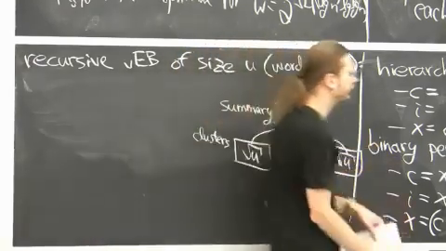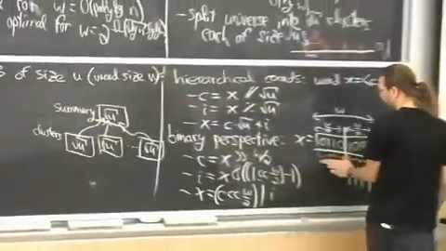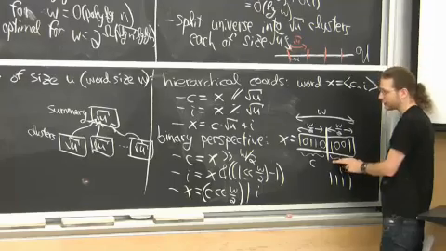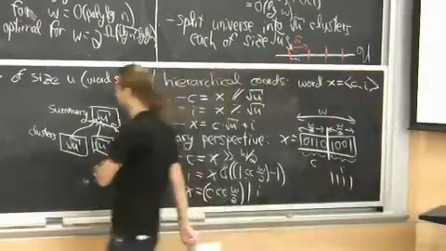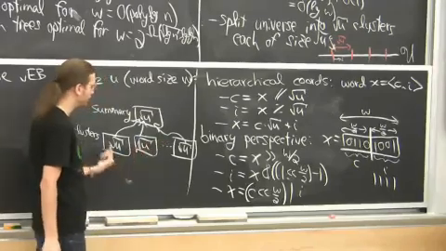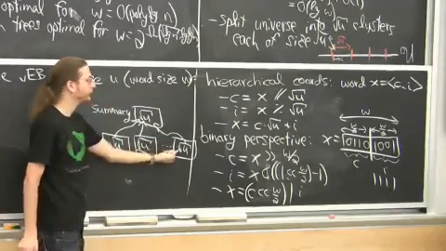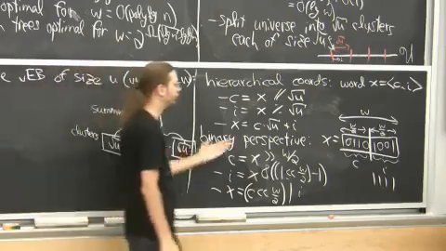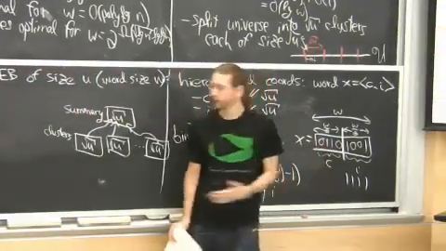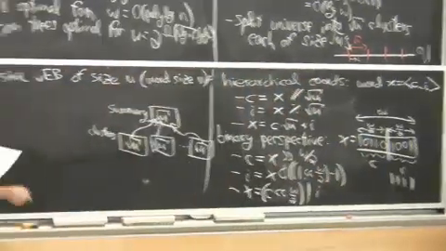So notice by this hierarchical decomposition, the cluster number and the index are valid names of items within these substructures. Basically, we're going to use the I part to talk about things within the clusters, and we're going to use the C part to talk about things within the summary structure. They're both numbers between 0 and root u minus 1, and so we get this perspective.